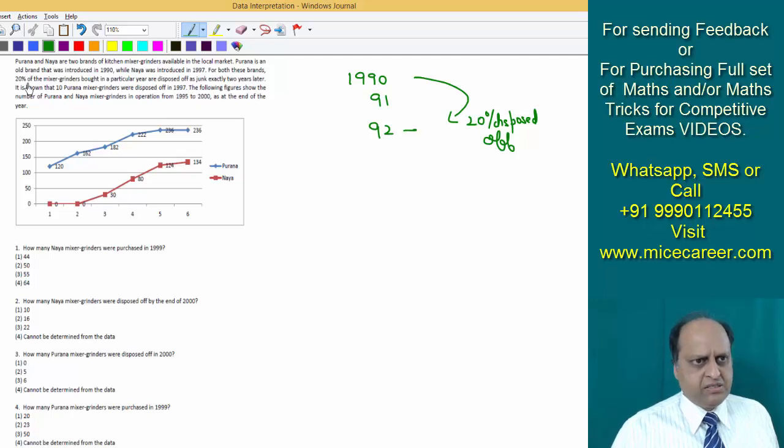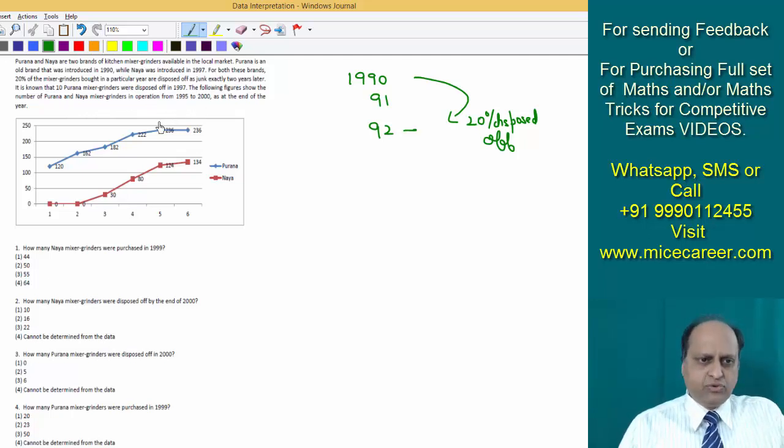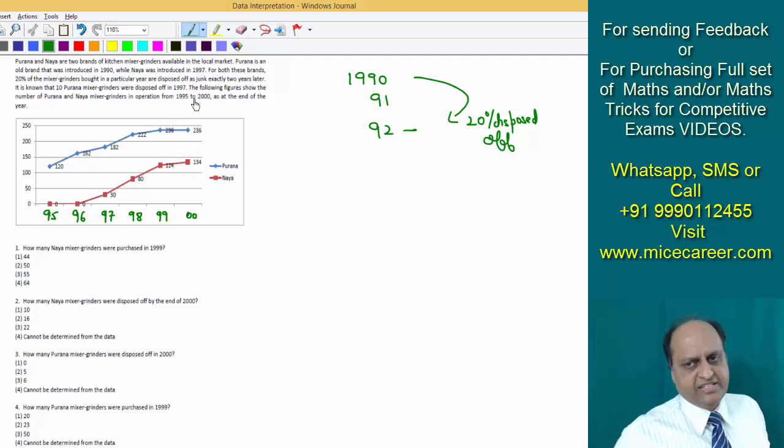For both the brands, it is known that 10% of Purana mixer grinders were disposed of in 1997. The following figures show the number of Purana and Naya mixer grinders in operation from 1995 to 2000. So this is the data for 95, this is for 96, this is for 97, this is for 98, this is for 99, and this is for 2000. Instead of 1, 2, 3, 4, 5, I have written the concerned years. I think this idea is clear.